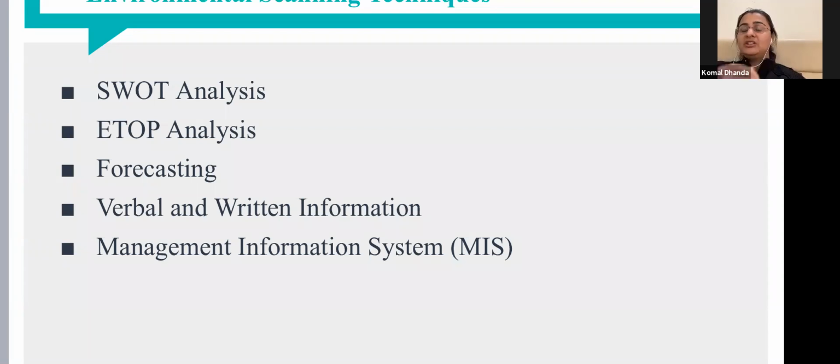Generally in this you prepare a database, you collect all the information, and through that it is presented, right? And in this you tell the present changes happening in the environment, and the expected future changes which might occur. So this is another technique which can be used. So with this, we finish our environmental scanning techniques.